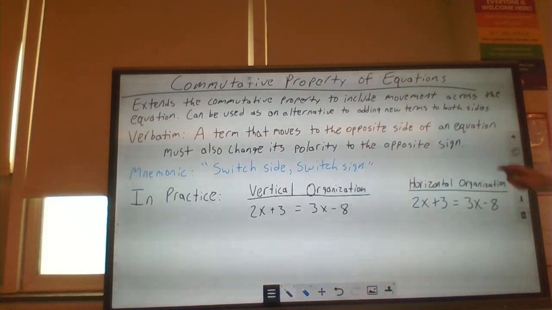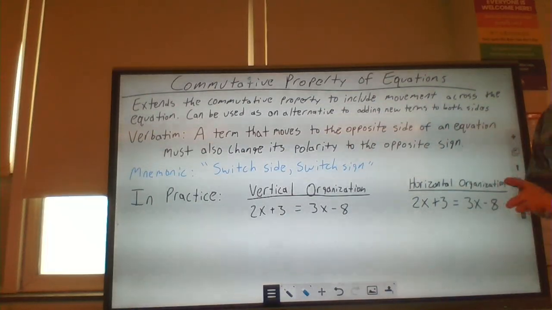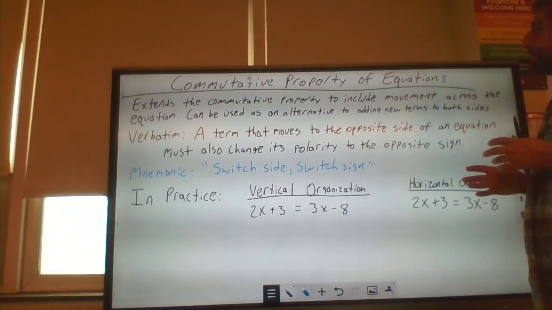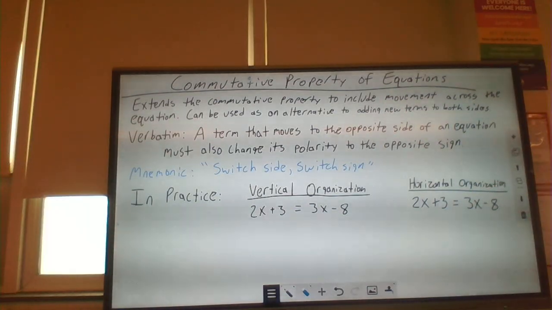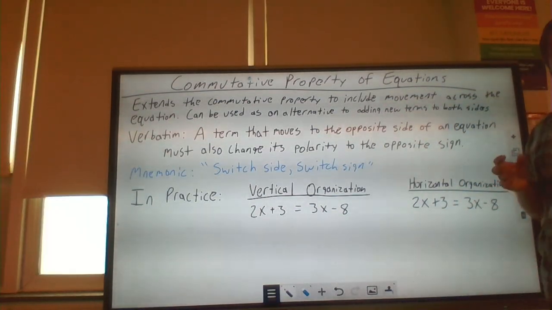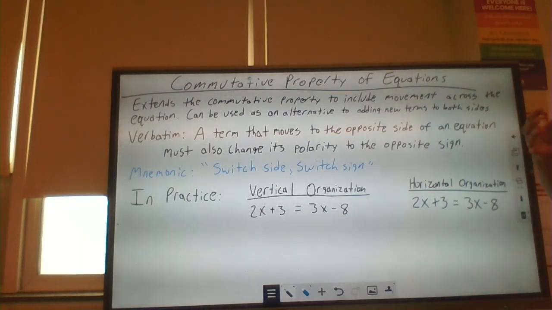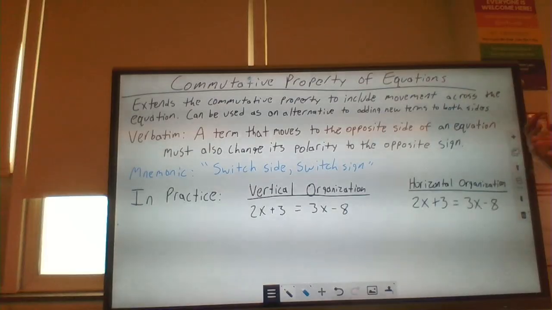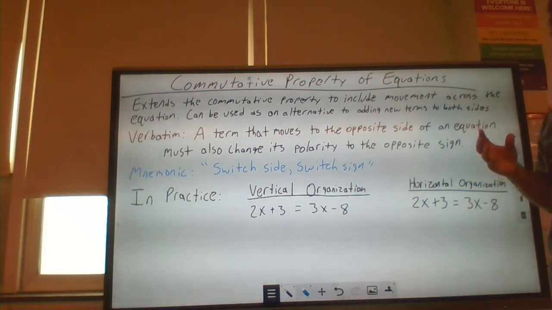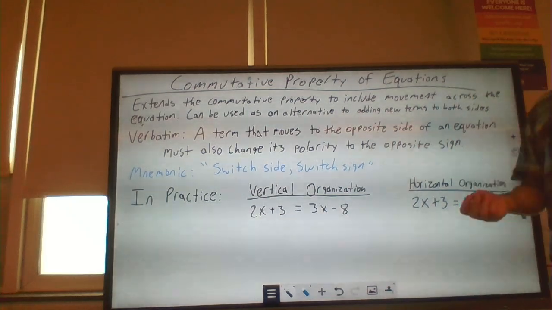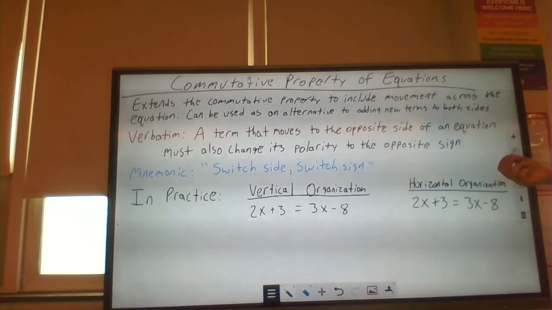All right, finally, the commutative property of equations. If you already know the commutative property, all I'm doing is I'm extending the existing definition of the commutative property to include terms moving across the equation. And this can be used as an alternative to adding new terms to both sides. So it's an alternative way of getting your terms moved around the equation to prep them for combining like terms.